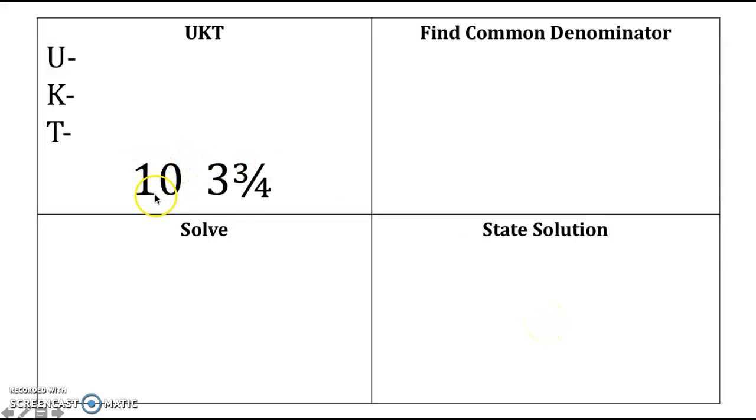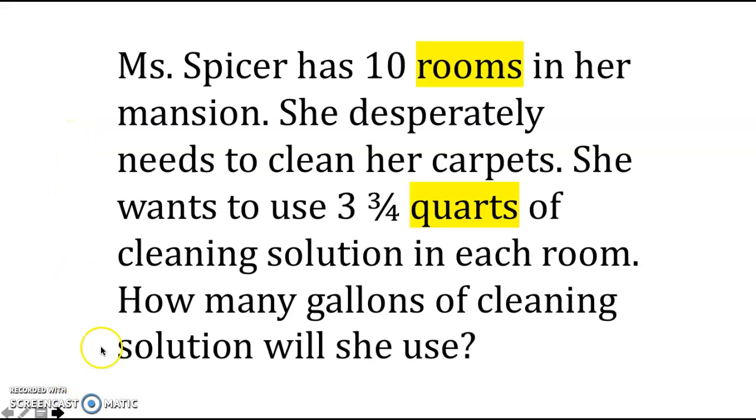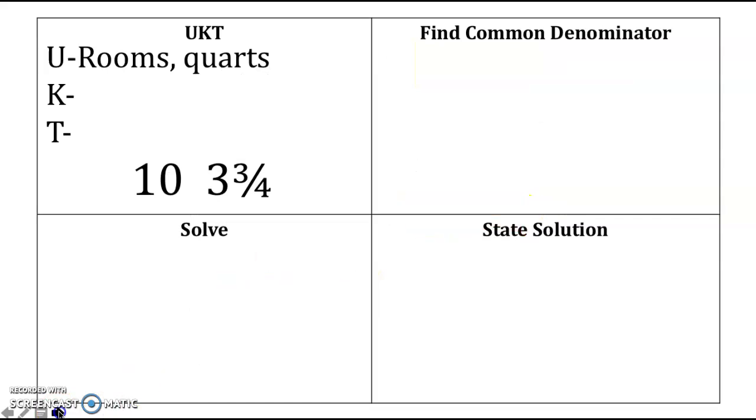Immediately, I know my two numbers that are relevant are 10 and 3 3/4. Now I need to start analyzing using UKT in order to ensure that I know for sure what operation I'm using. Starting with units, I find my numbers and I look after them. It looks like 10, the unit associated with it is rooms, and 3 3/4, the unit that is associated with it is quarts of cleaning solution. So in the U portion of my UKT, I'm going to be writing rooms and quarts.